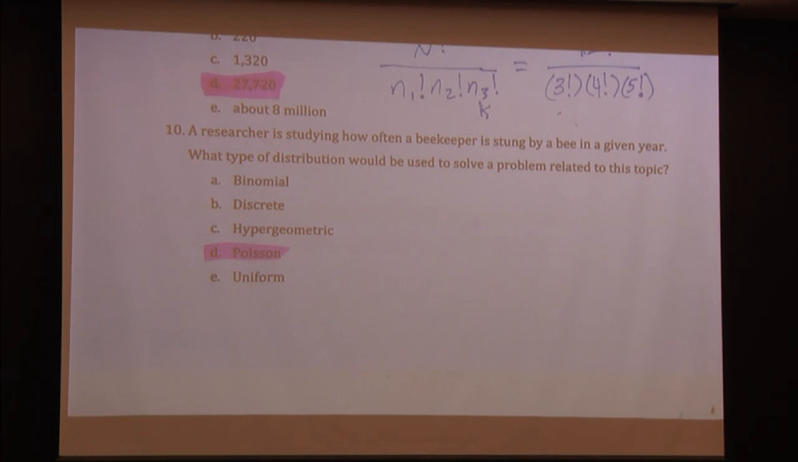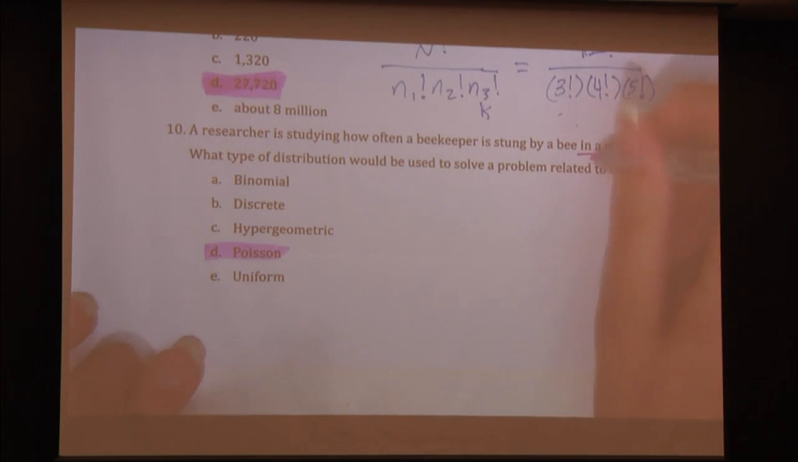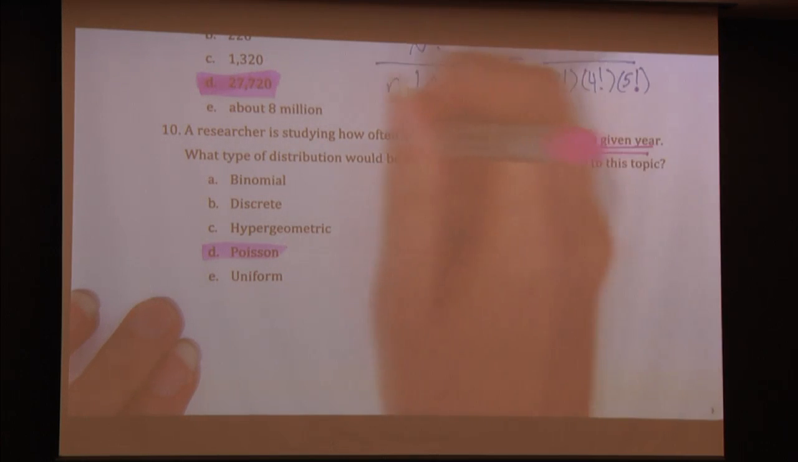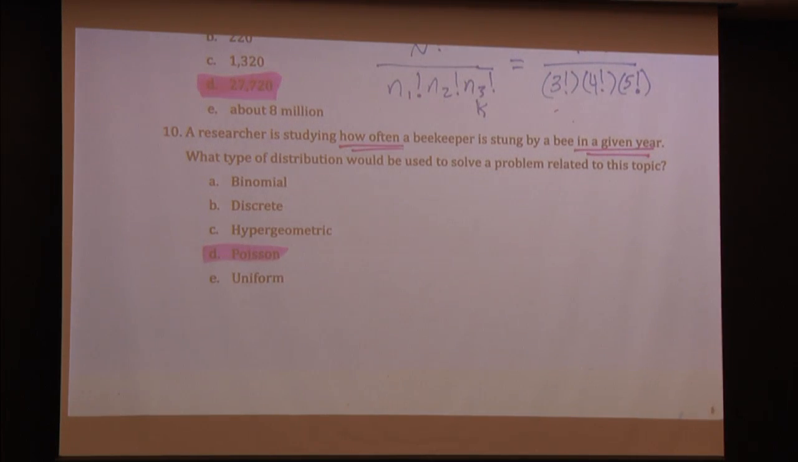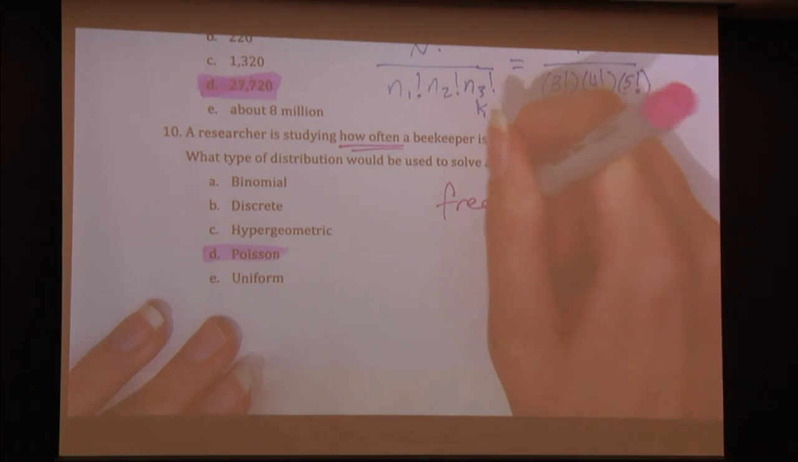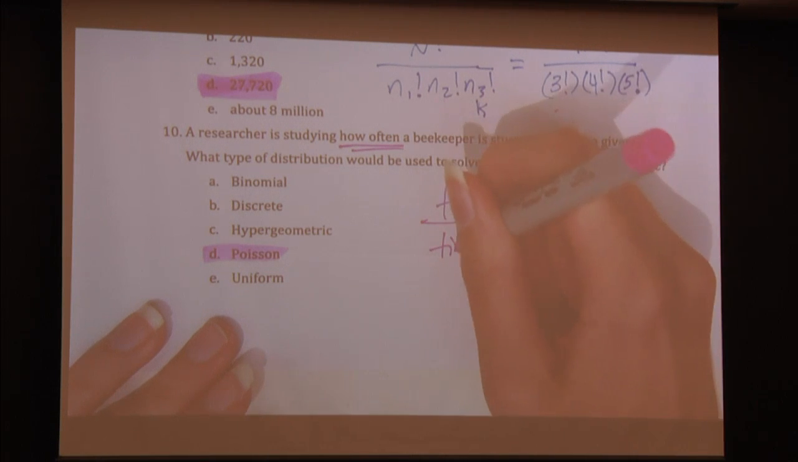So what's the key phrase for this that tells you it's Poisson instead of binomial? What's very specific about Poisson? So the time period, so in a given year. And again, we're talking about how often. So the number of bee stings, some sort of frequency. So we're doing a frequency over a time period.